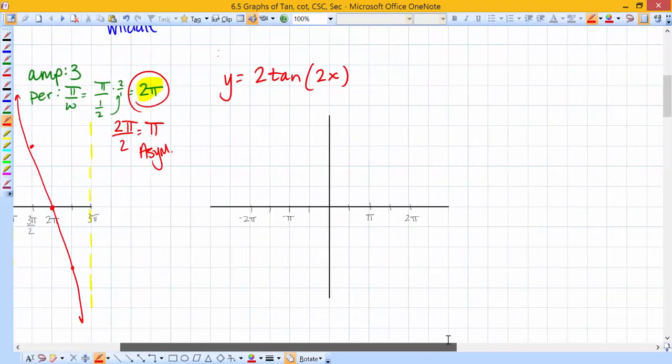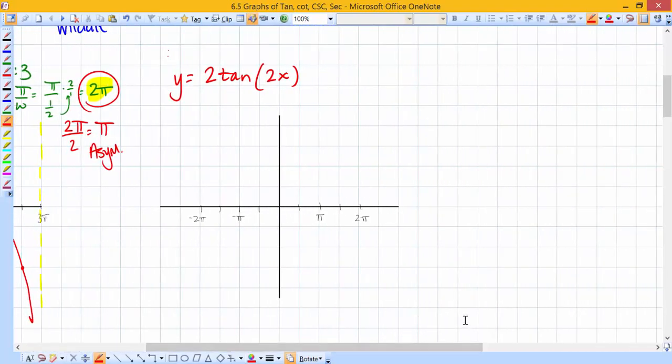All right, let's do one more tangent graph. I'm going to start with my period again and my amplitude. Amplitude is 2. Period, pi over omega. My omega is 2, so my period is pi over 2. So this is a smaller period. So tangent starts at 0.